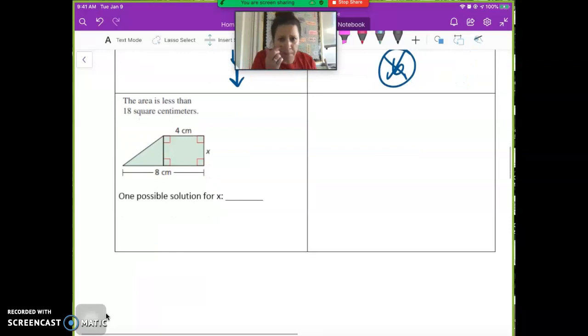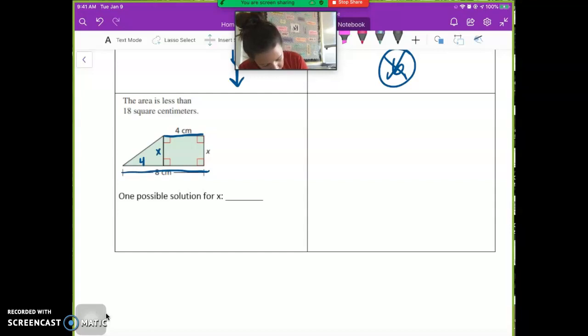This one looks a little complicated. All it is is a triangle and a rectangle added together. So if this right here is 4 and this whole thing is 8, that means this is 4. If this is x, this is also x. So our triangle is base times height, which is 4 times x divided by 2, which is 2x. And my rectangle is length times width, which is 4 times x.